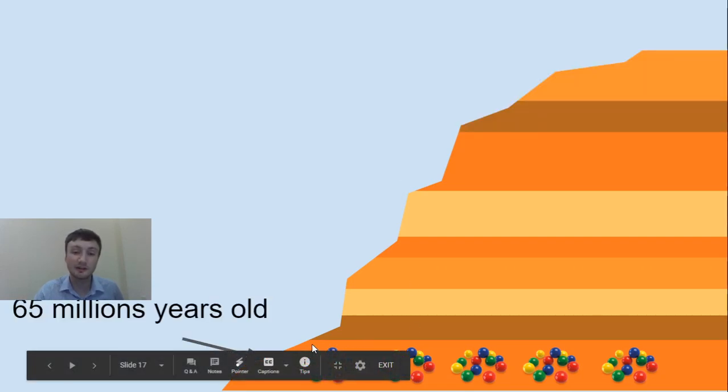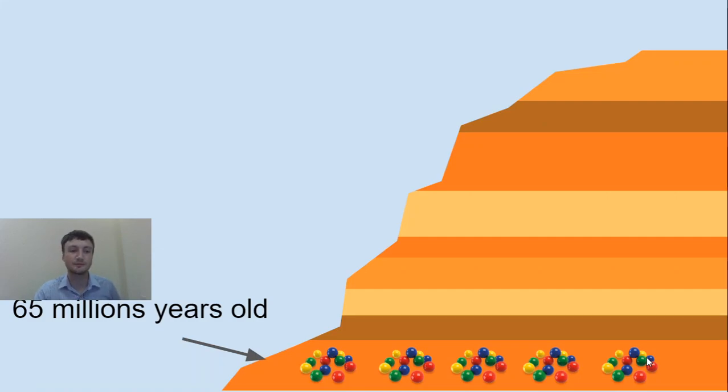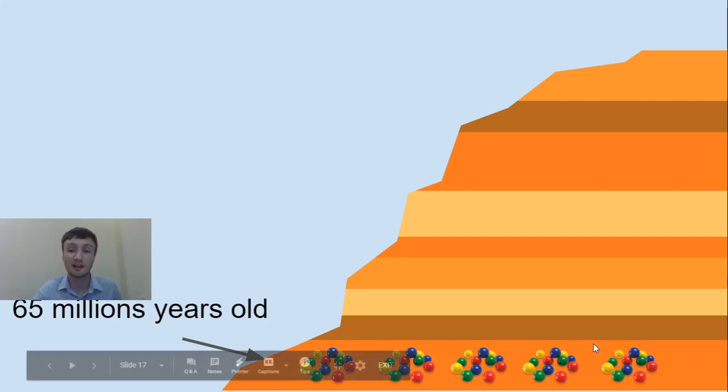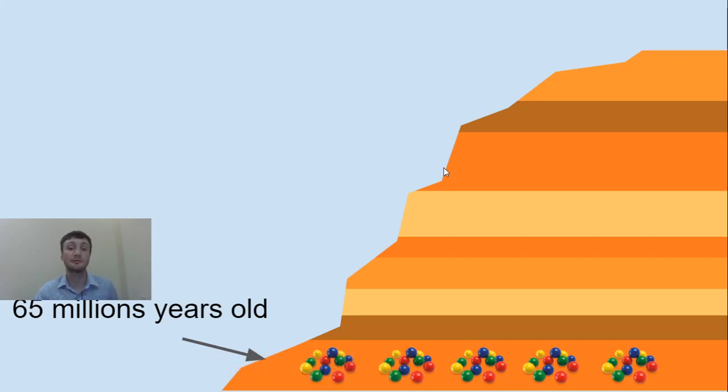So then we can look at this layer of rock and we say, how old is this layer of rock? Well, we know it happened 65 million years ago. So this layer of rock here at the bottom must be 65 million years old, right? Okay. So that's easy enough.